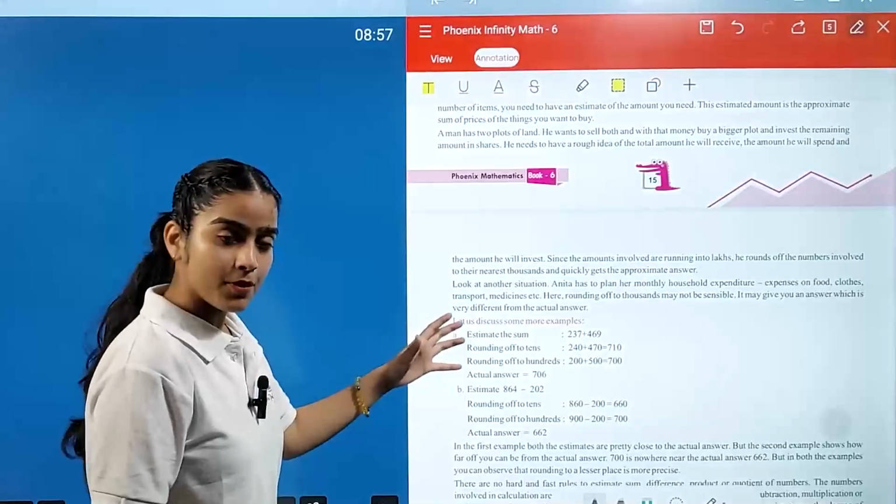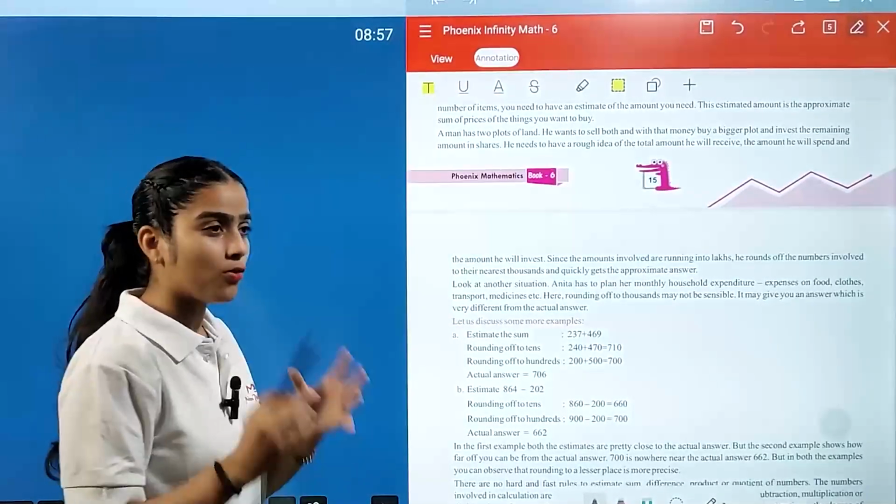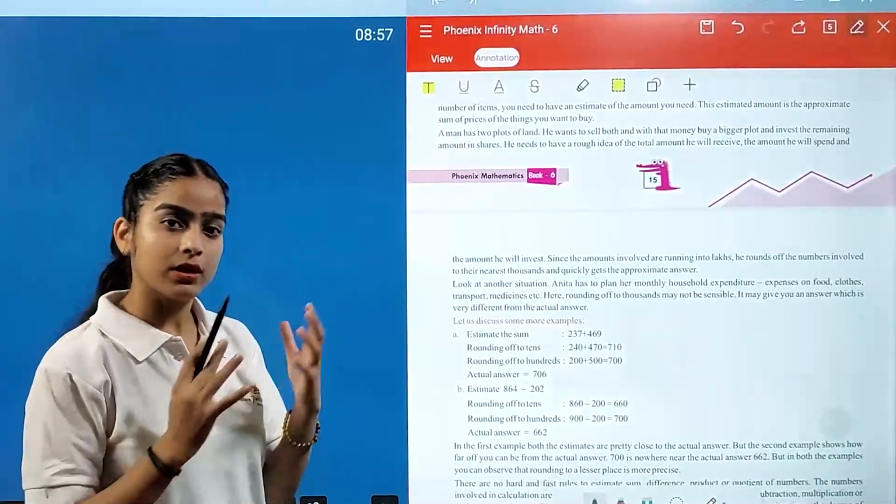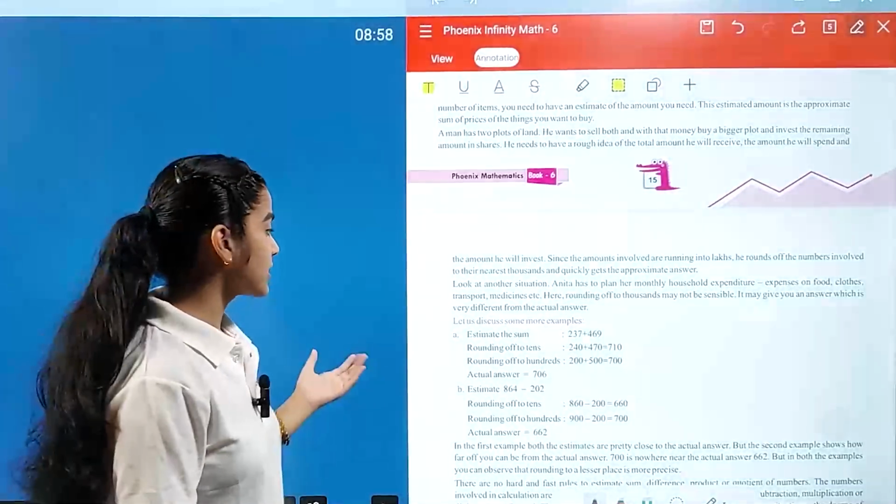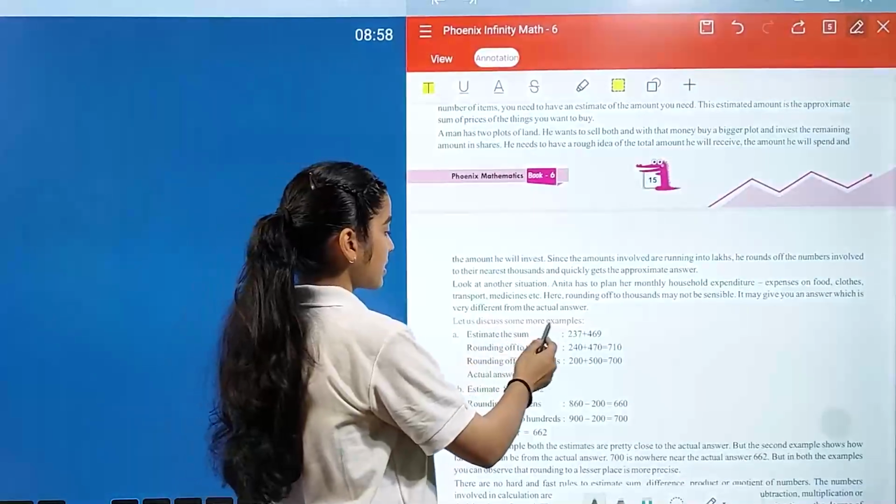So in this type of question, when we have to estimate how much total amount we would have, at that time you use your estimation. Let's take an example. Let us discuss some more examples.